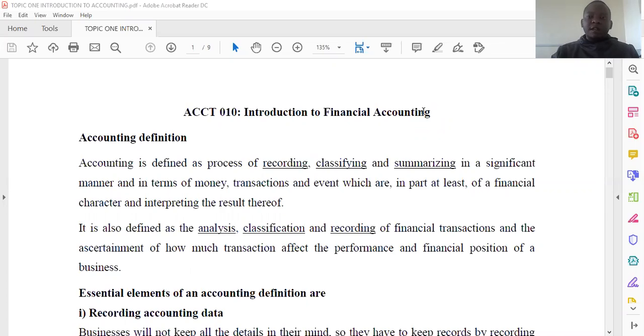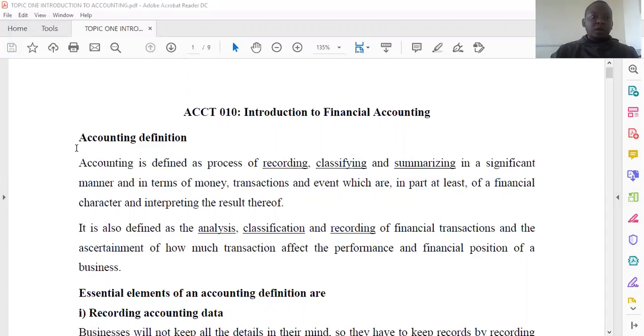So, in the first lesson, we shall look at the first topic of financial accounting, that is Introduction to Accounting. Under this topic, we shall look at the various definitions of accounting. We shall define bookkeeping, which is a term that is quite similar to financial accounting. We shall look at the functions and objectives of accounting, the users of accounting information, and we shall also look at the balance sheet equation and various other introductory items in accounting.